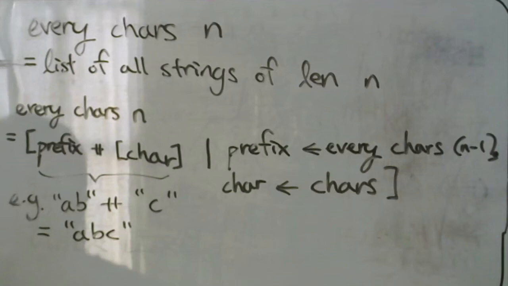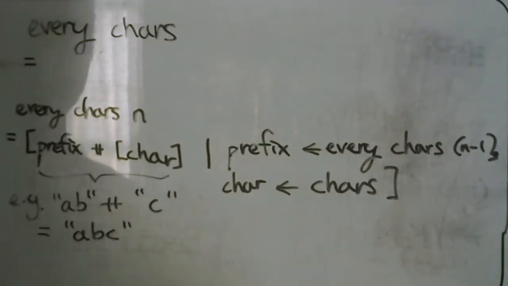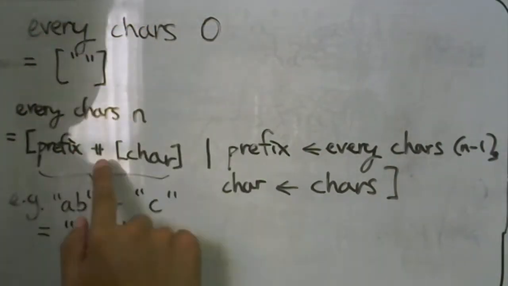And you can see that in this way, we're going to have a list of every single possible string of length n with an extra character put at the end, where the extra character is every possible character. And now we just have to write the base case in code. Every car 0 is just going to be the list with the empty string inside of it.